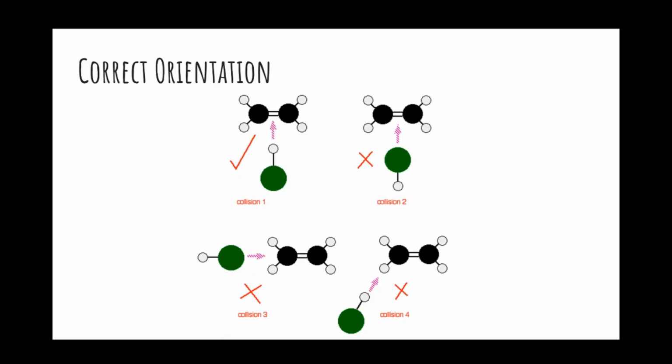Any other collision will not result in the correct orientation and will not result in the reactants colliding to produce the product. They need to collide in a certain way. So that is one of the criteria for having that collision theory.